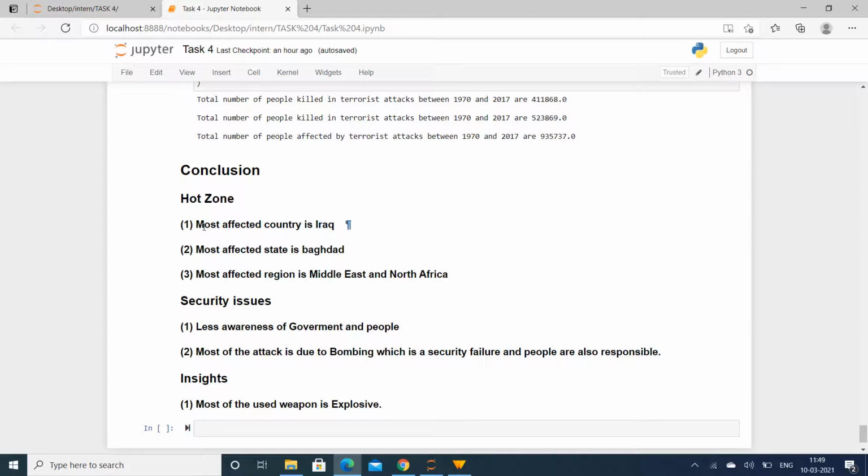So the hot zone: the most affected country is Iraq, the most affected state is Baghdad, and the most affected region is the Middle East and North Africa. Then security issues: less awareness of the government and people. Most of the attacks are due to bombing, which is a security failure, and the people are also responsible. And the insight is that the most used weapon is explosives.